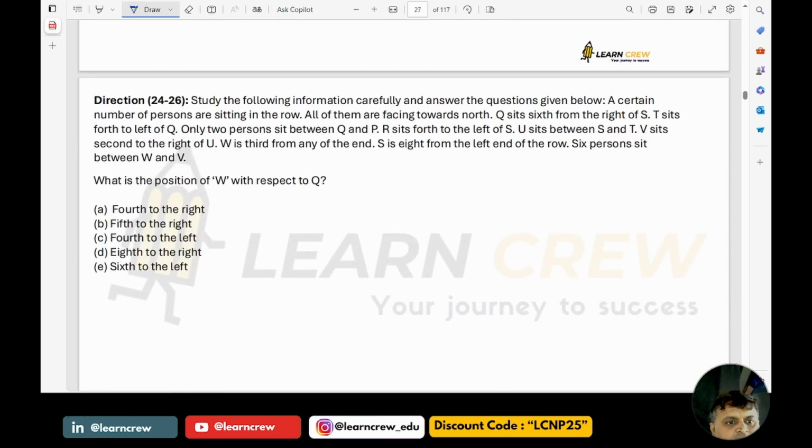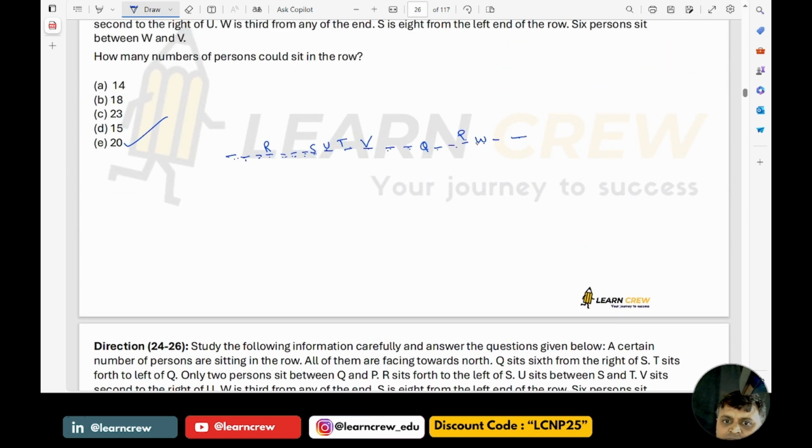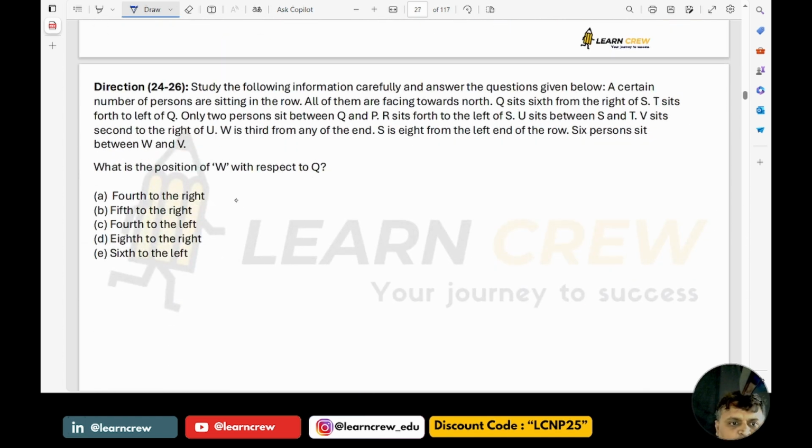Next. What is the position of W with respect to Q? W with respect to Q is fourth right. So it is option A.